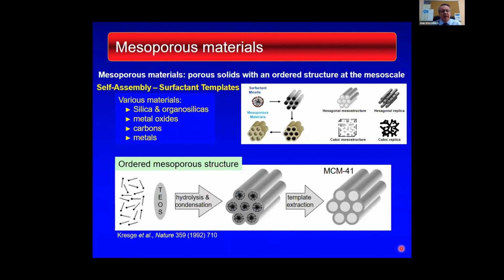At that time, it was silica, and the silica was obtained around surfactant templates to get some hexagonal, cubic, or even lamellar structures. And nowadays, there is a huge amount of different mesoporous materials, including silica, organically modified silicates, metal oxides, carbons, metals, and so on. And they have found applications in various fields, including electrochemistry.